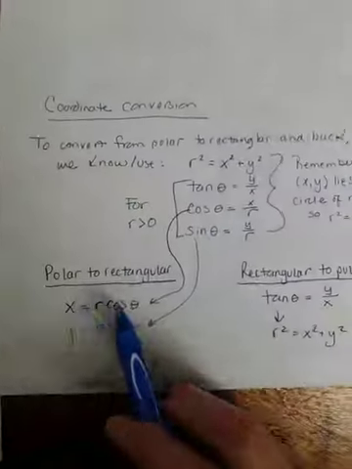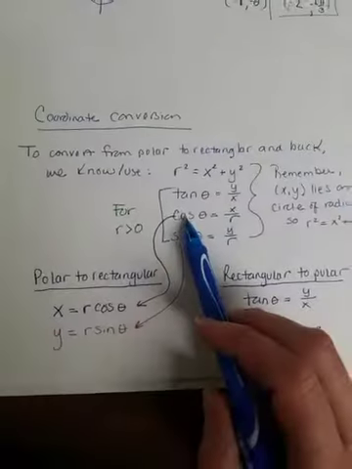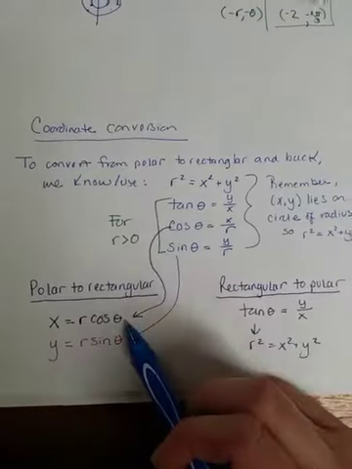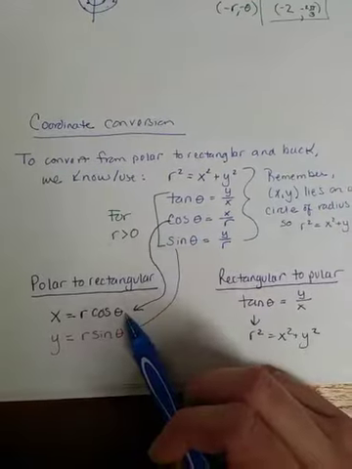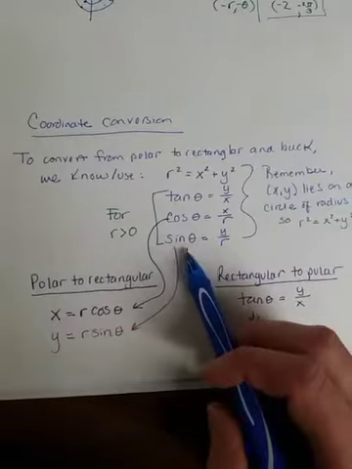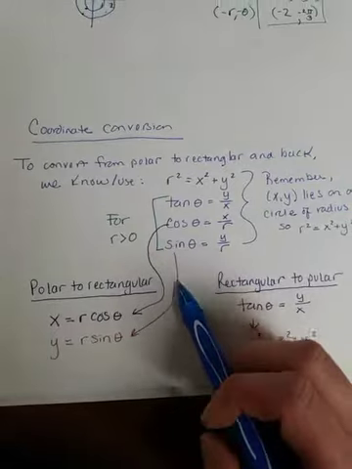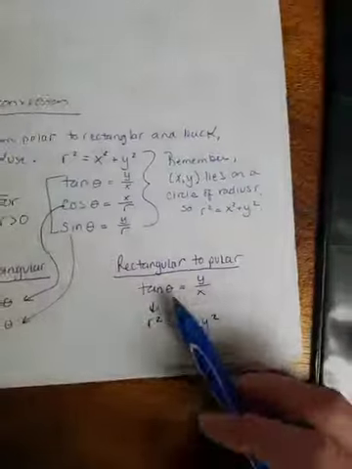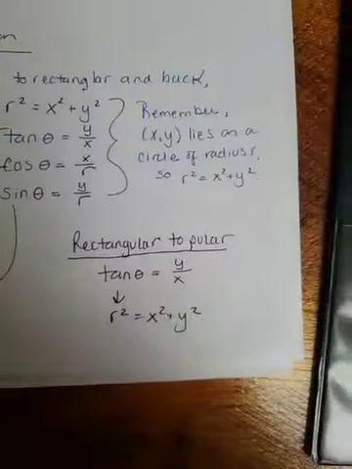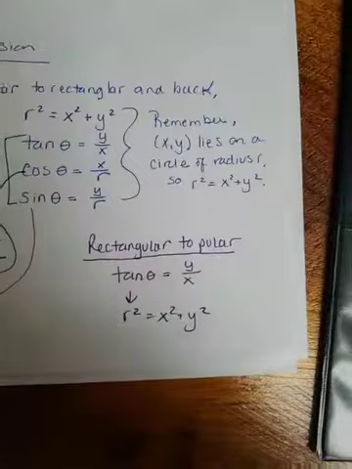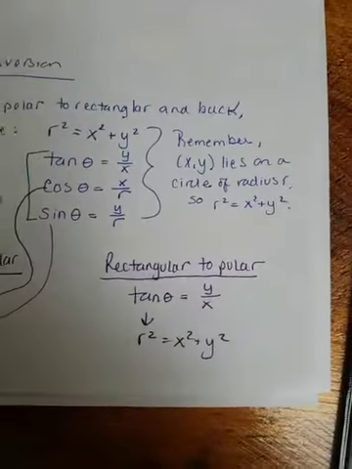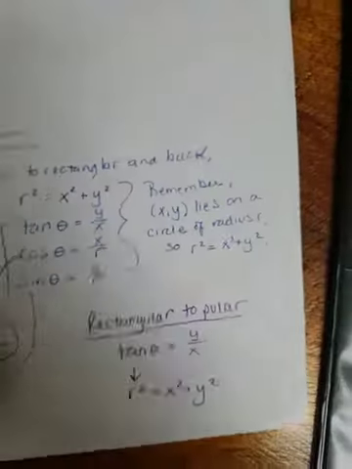So if we're going from polar to rectangular, that's easy enough. We can take our cosine equation and solve for x. We get x equals r cosine of theta. If we want to solve for y, we use the sine equation, and we see that y equals r sine of theta. To go from rectangular to polar, you're going to use tan of theta equals y over x. Also, your r squared equals x squared plus y squared equation.